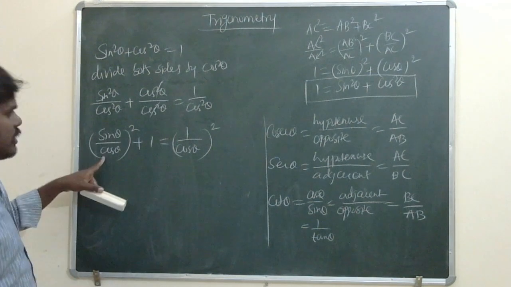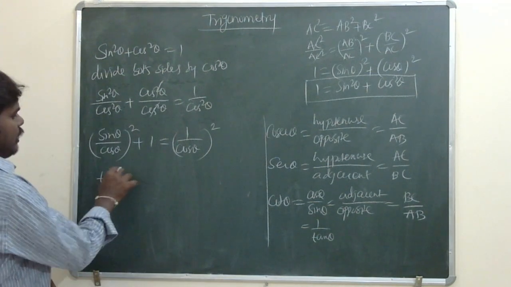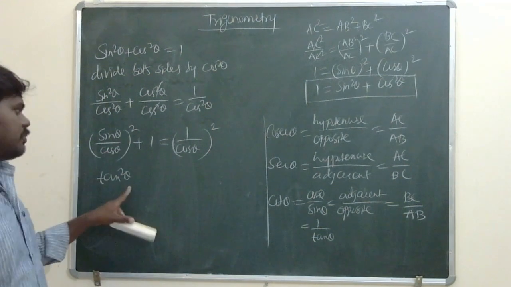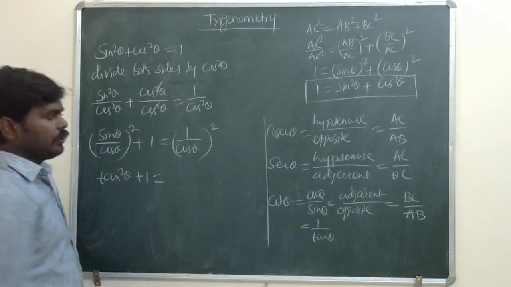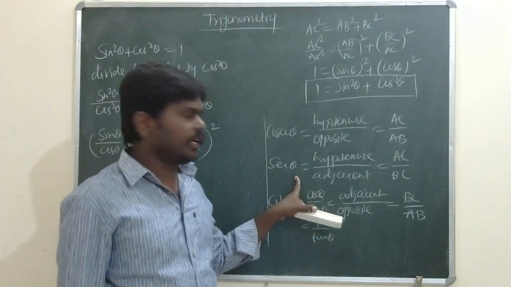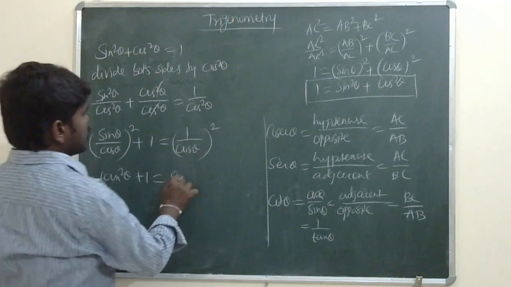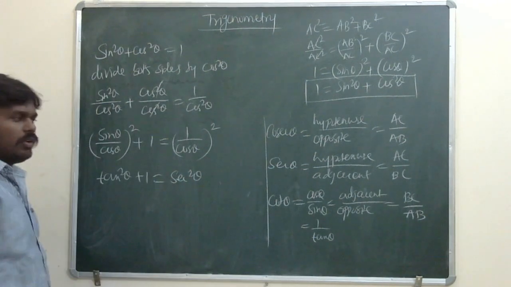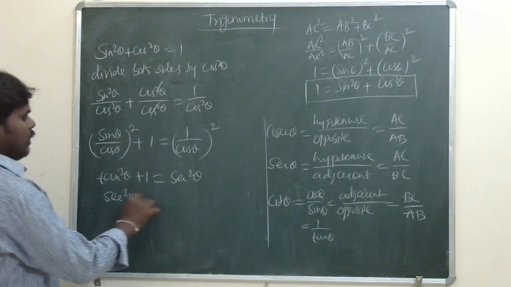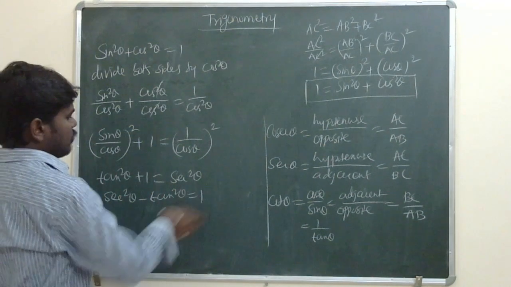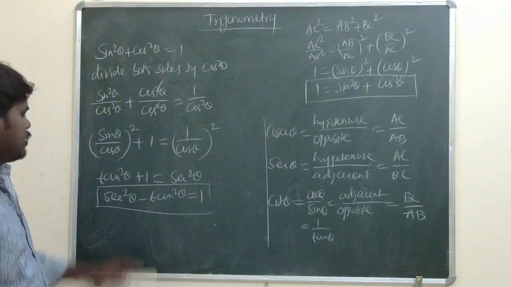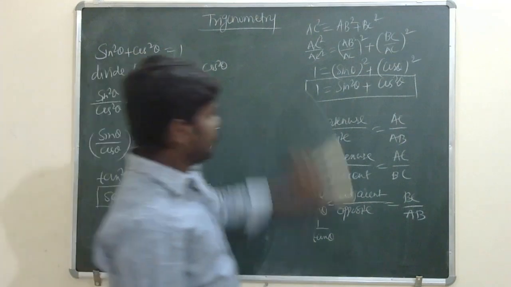So sin theta by cos theta means what? It is tan theta. Sin theta by cos theta means tan theta. Because of this whole square we will get tan square theta plus 1 is equal to 1 by cos square theta. 1 by cos means the reciprocal of cos, which is secant, so that is secant square theta. So tan square theta plus 1 is equal to secant square theta, or else you can write secant square theta minus tan square theta is equal to 1. Okay, so this is the second identity.